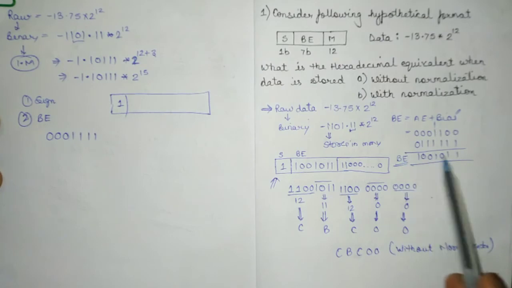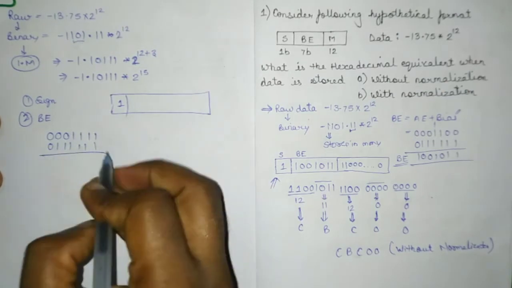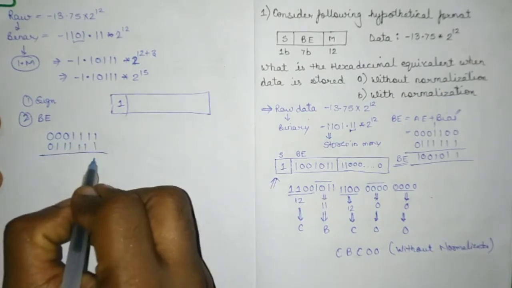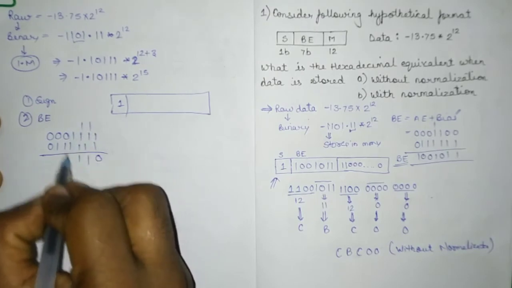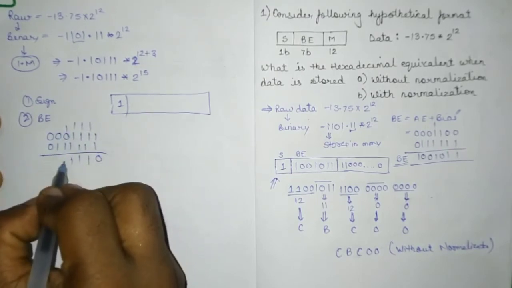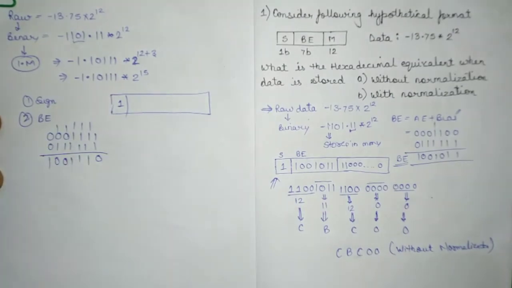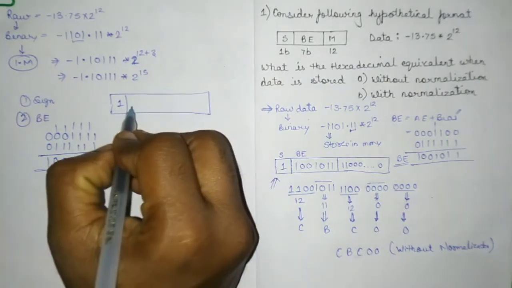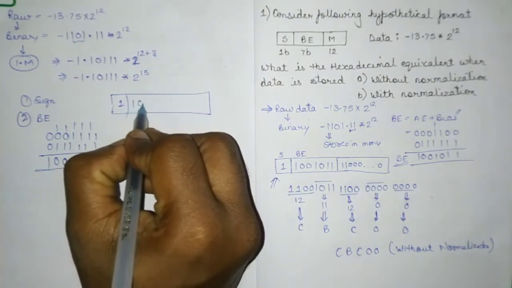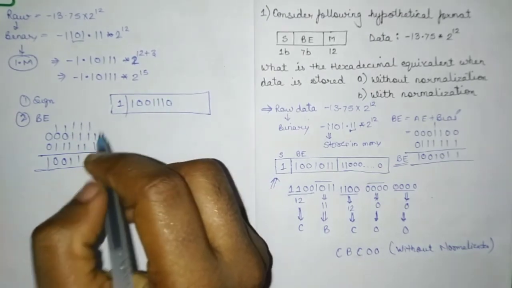Now what is the bias? For bias we have already calculated. It is 0 1 1 1 1 1. Adding these values, what we will be getting is 0 1 and 1. So this is 3 1, this is 3 1, this is 3 1, this is 2 0, this is 2 0, right? So 1 0 0 1 1 1 0. So this is our biased exponent. So I am storing it here, 1 0 0 1 1 1 0, right?